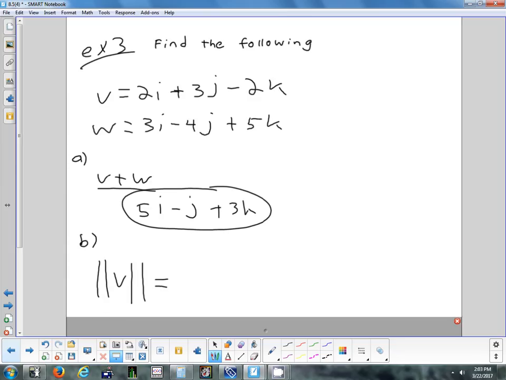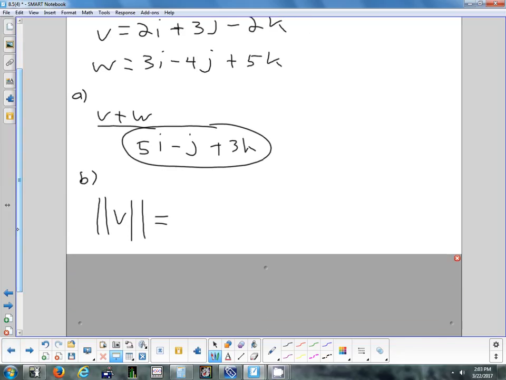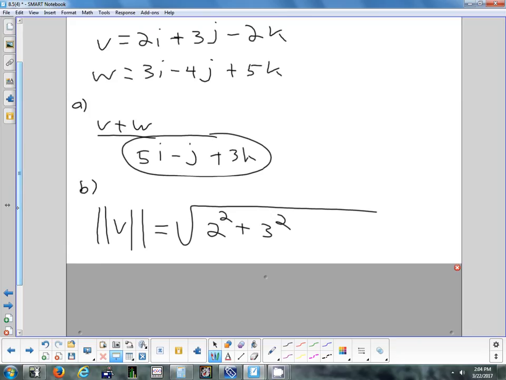Okay, so part B, find the magnitude of V. So Nick, can you start to set that up for me, how I would get the magnitude of V? Square root. Yep, so that's a good start. We're going to start with the square root. You want to keep going? 2 squared plus 3 squared plus 2 squared. Yeah, it doesn't matter if you put the 2 or the -2 because it's going to cancel out, but I'll just put the 3 numbers exactly the way they were up above.